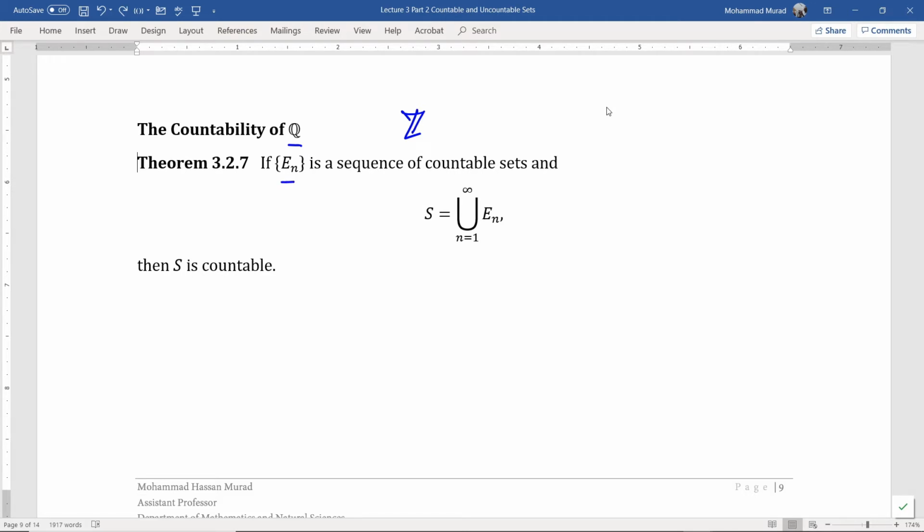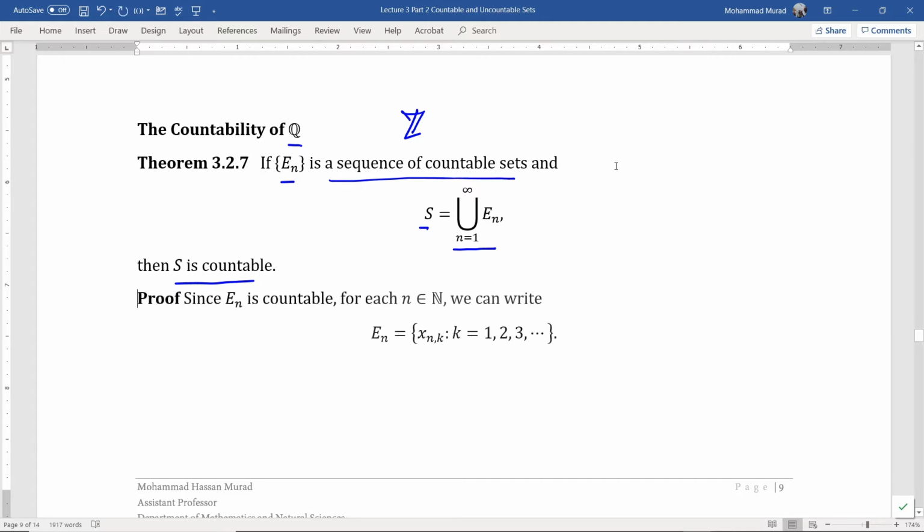If E sub n is a sequence of countable sets, then define S equals the countable union of the sequence of countable sets. Then S is countable. In other words, the countable union of a sequence of countable sets is countable. Let's have a look at the proof.